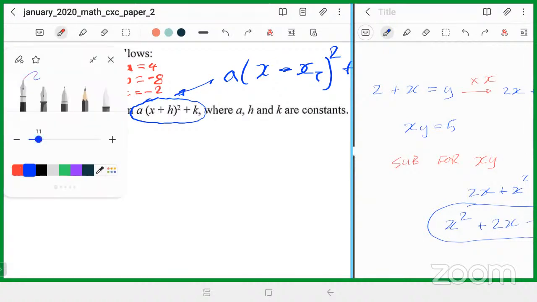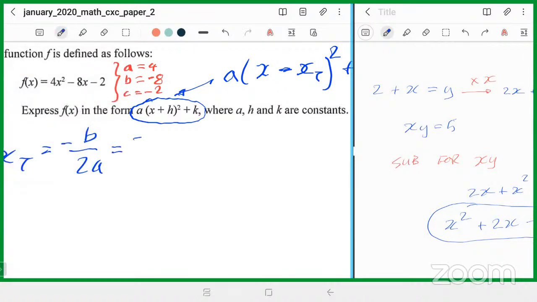So, ready? This becomes equal to minus b, and the b is negative 8, so I have to put minus negative 8. You can leave it like that, or you can bracket it, it doesn't matter. It becomes a plus anyway. And then it's 2 times a, and the a is 4, so it's 2 times 4. This becomes a positive 8 over 8. This therefore works out to 1.